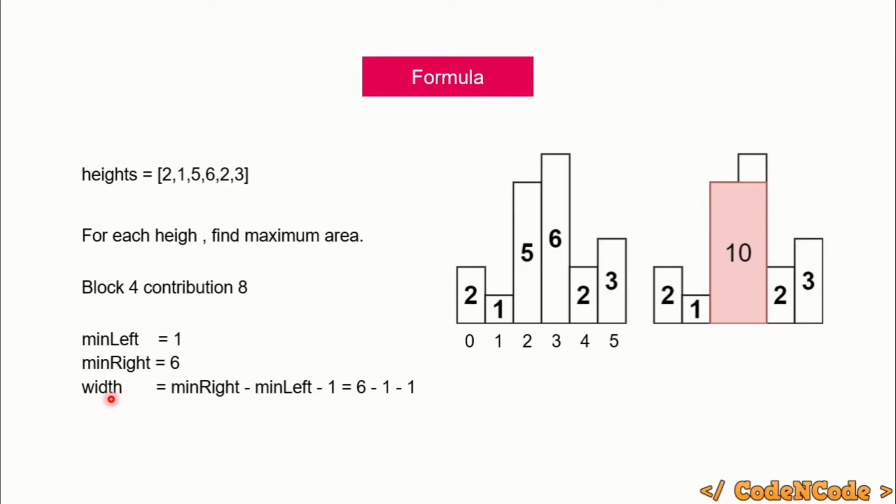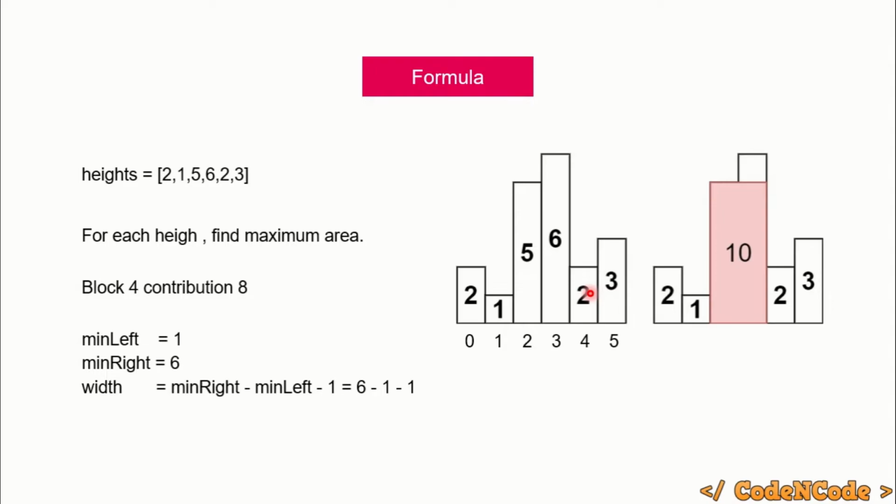So the width you can calculate is min right minus min left minus 1, basically between these two endpoints. So basically r minus l minus 1, so that will be like 4. And then you already have the height from the heights array. So multiply width, multiply height, that way you will have it. So 6 minus 2 is clearly 4, 4 times 2 is 8. Okay, so this way you can calculate the contribution of the current bar, so how much it is contributing, and the maximum contribution will be your result, right?